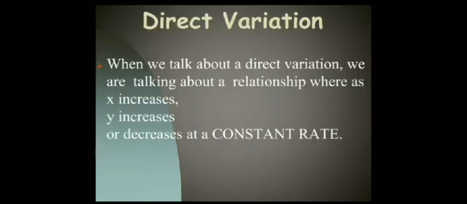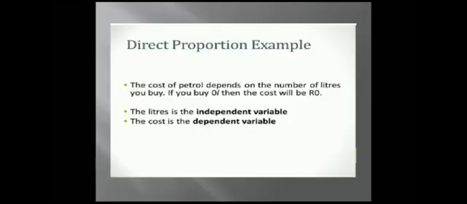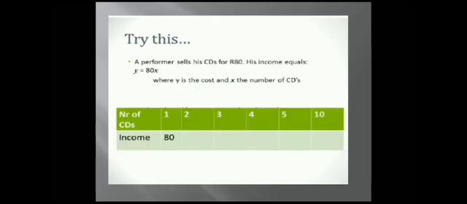When we talk about a direct variation, we are talking about a relationship where as x increases, y increases, or we can say decreases at a constant rate. Let us understand with the help of an example. The cost of the petrol depends on the number of liters you buy. If you buy 0 liters, then the cost will also be ₹0. That means liter is an independent variable and cost is a dependent variable.